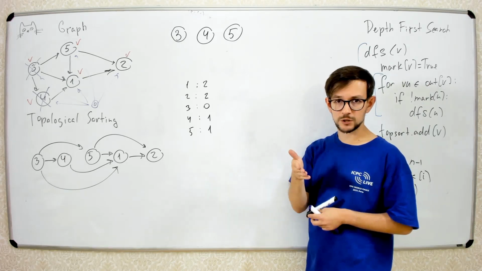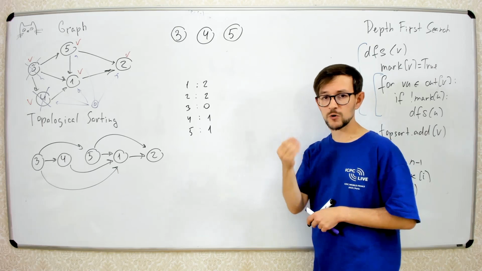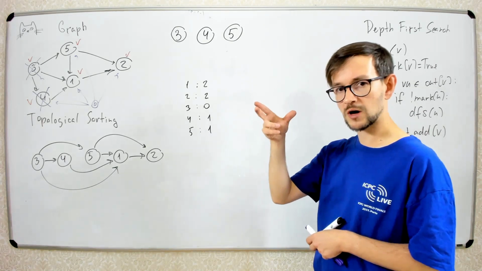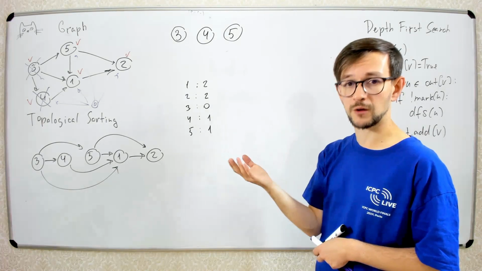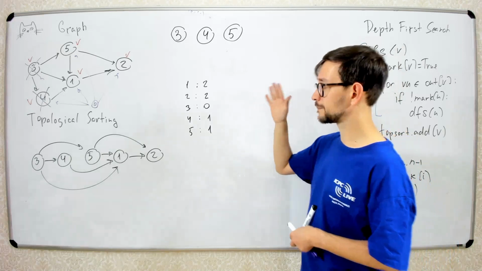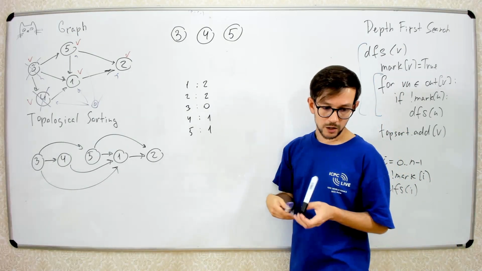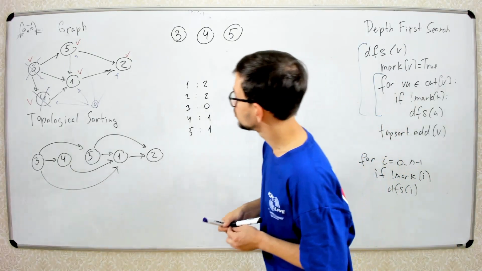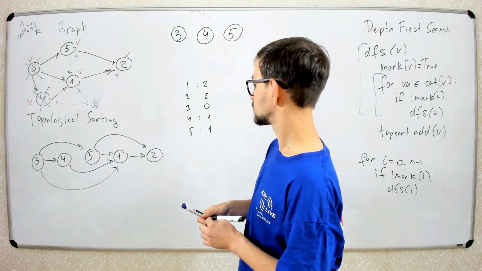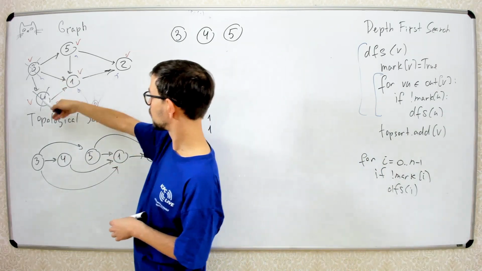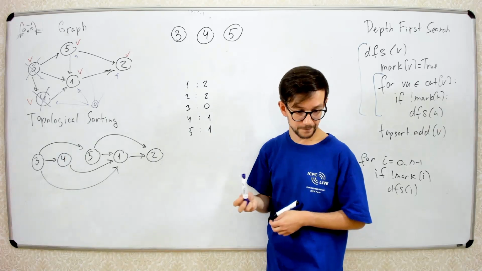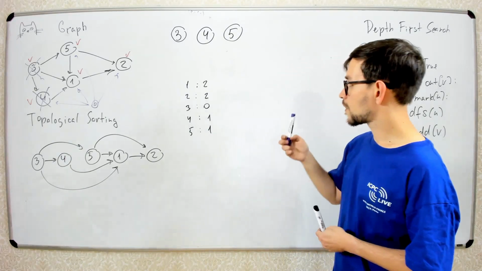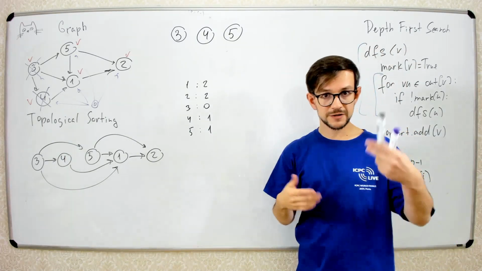Yes, you can use priority queues as well, but a priority queue will give you another log n factor in your time complexity. You don't want to have another log n factor. You can do it in linear time. 3, 5, 4, 1, 2 is also a topological ordering. Yes, you can. Now you need to maintain the set of zeros.